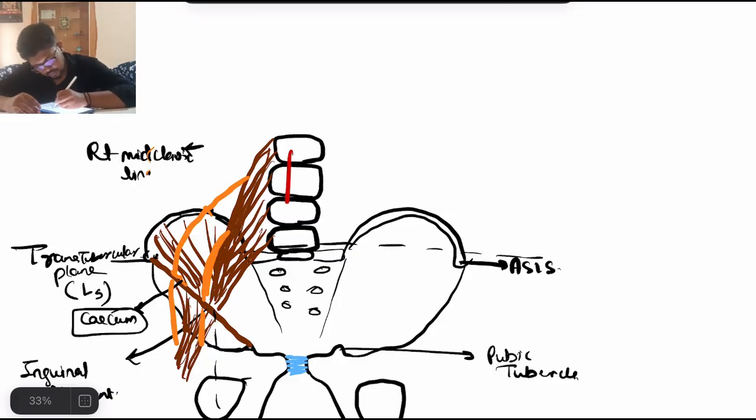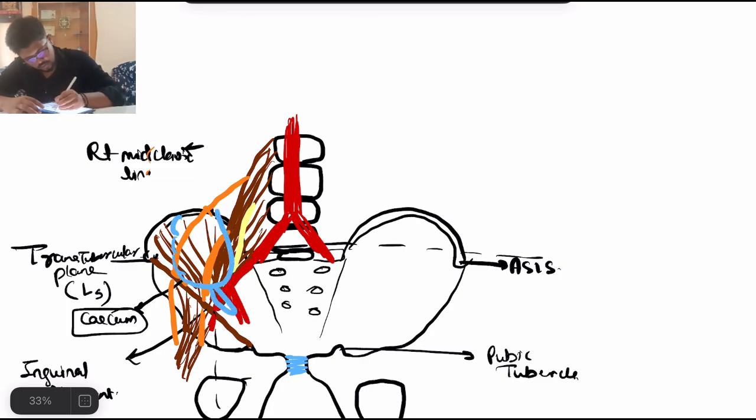Then at the level of L4, the abdominal aorta will divide into common iliac, and this common iliac will also divide into internal iliac and external iliac. And one more nerve, the genitofemoral nerve. And somewhere in this part, the cecum is located. So what structures come in relation with the cecum?